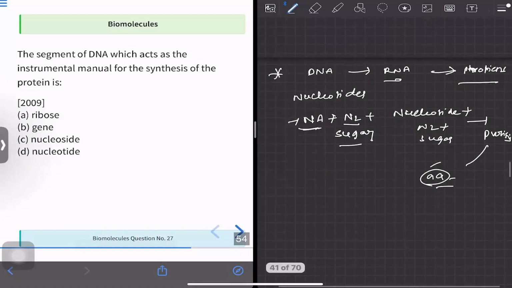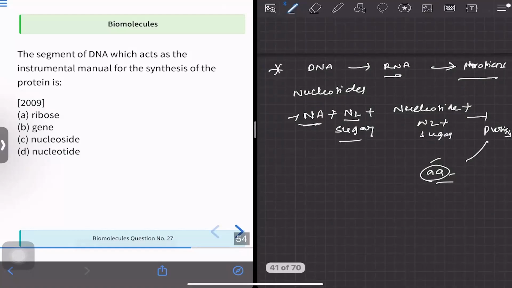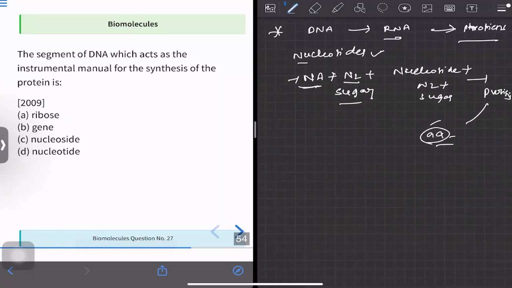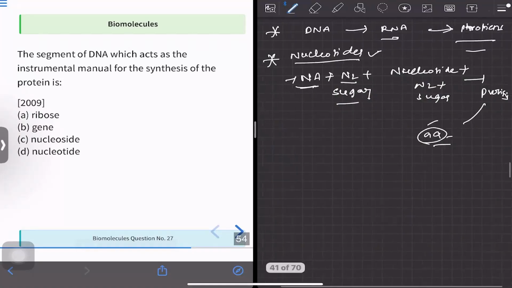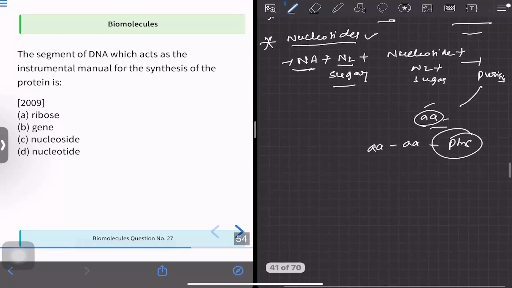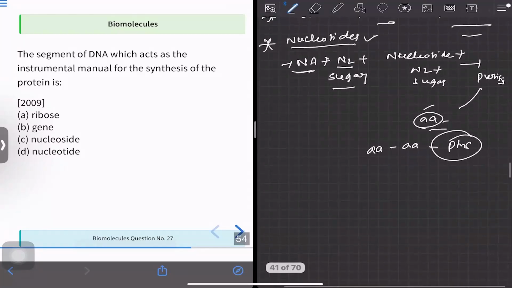So what is the segment of DNA which acts as the instruction manual for the synthesis of protein? DNA consists of nucleotides, which are the segment for the synthesis of protein. These nucleotides convert to form nucleosides, which produce amino acids that are linked together to form protein. So the segment of DNA is the nucleotide, which is useful for the synthesis of protein.